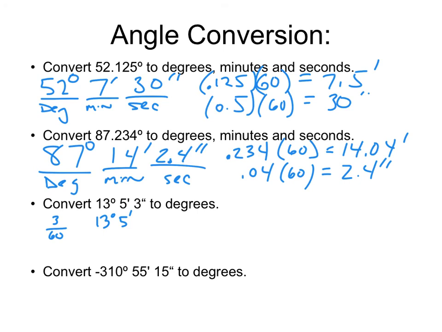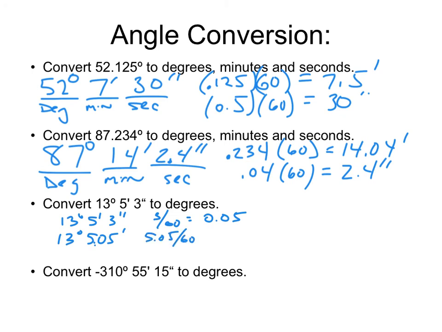So what I have is 13 degrees, 5 minutes. Let me do something here to make it a little bit easier for us to see. So I've got 13 degrees, 5 minutes, 3 seconds. So then I'm going to take 3 divided by 60, which is 0.05. And so that means I have 13 degrees, 5.05 minutes. Now I take 5.05 and divide that by 60.